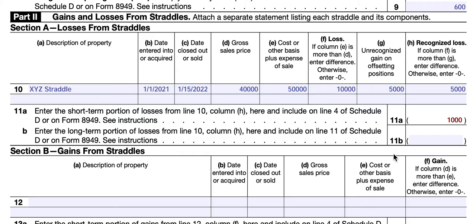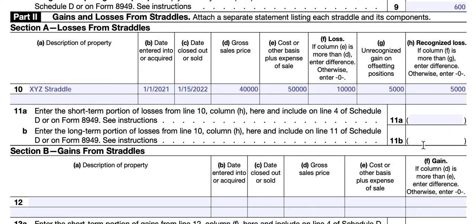Completely separate from this. So I just entered $1,000. This would also go in Part 1 of your Form 8949 with box C checked. You would enter Form 6781, Part 2, and then you would enter the loss as a negative number in column H, leaving everything else blank.